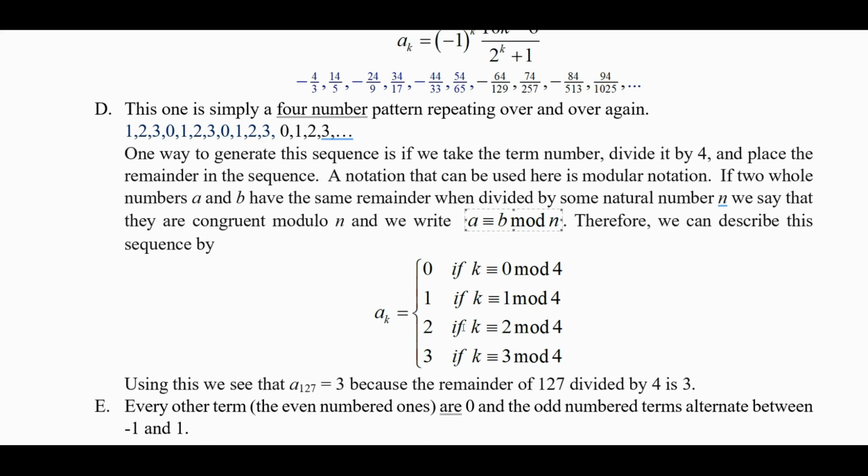If you understand that, then we can easily jump directly to a term. For example, a sub 127 is going to be 3. Why is that? Well, if you divide 127 by 4, it actually doesn't matter what the quotient is. The remainder is 3. That's what's important. So you look down here, when you divide by 4, the remainder is 3. That's the last line, so the answer is 3 for that term.